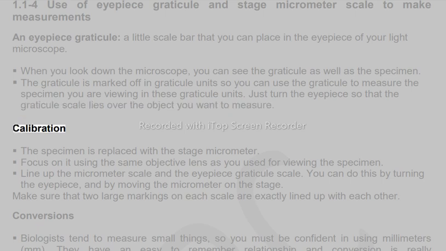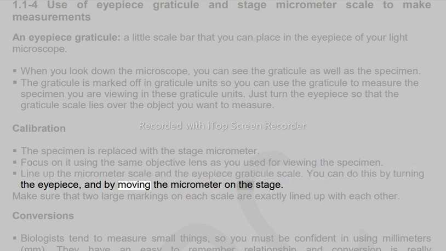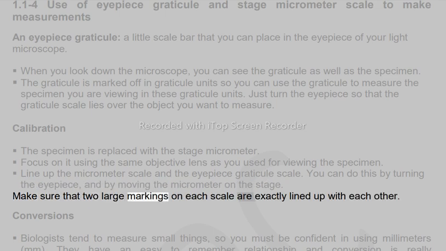Calibration. The specimen is replaced with the stage micrometer. Focus on it using the same objective lens as you used for viewing the specimen. Line up the micrometer scale and the eyepiece graticule scale. You can do this by turning the eyepiece, and by moving the micrometer on the stage. Make sure that two large markings on each scale are exactly lined up with each other.